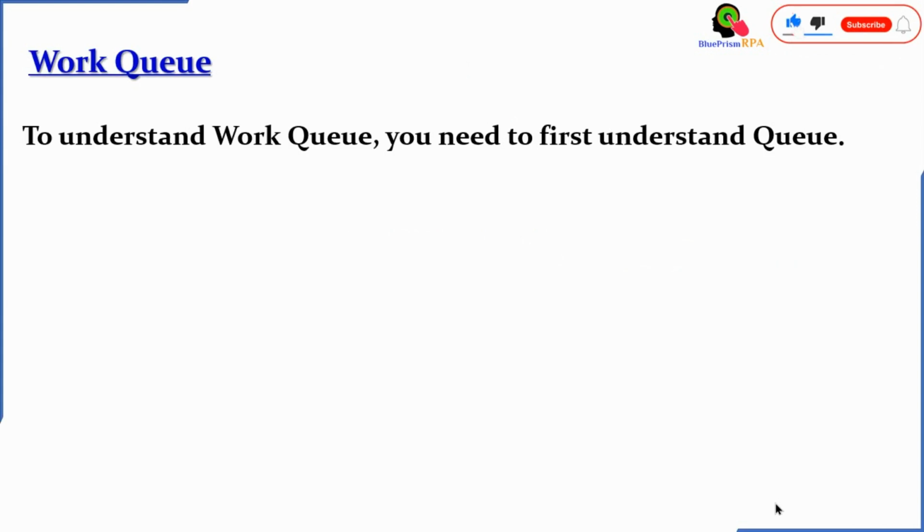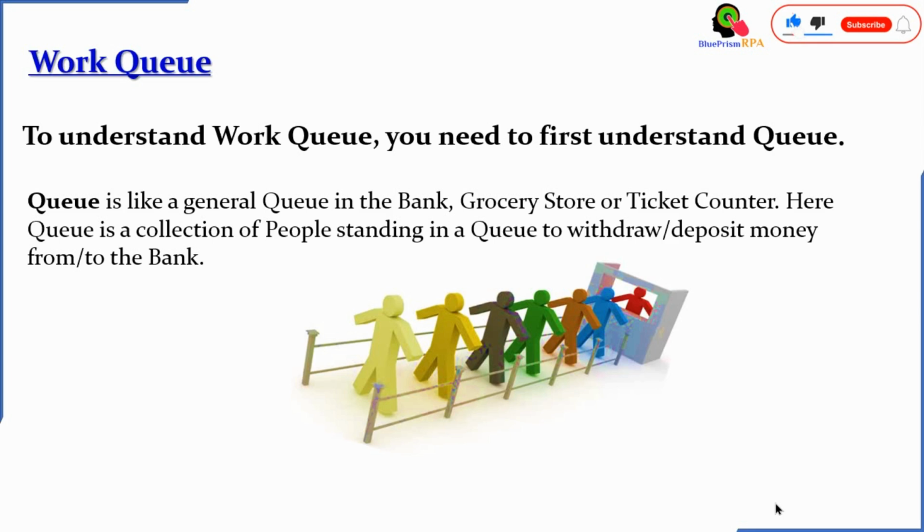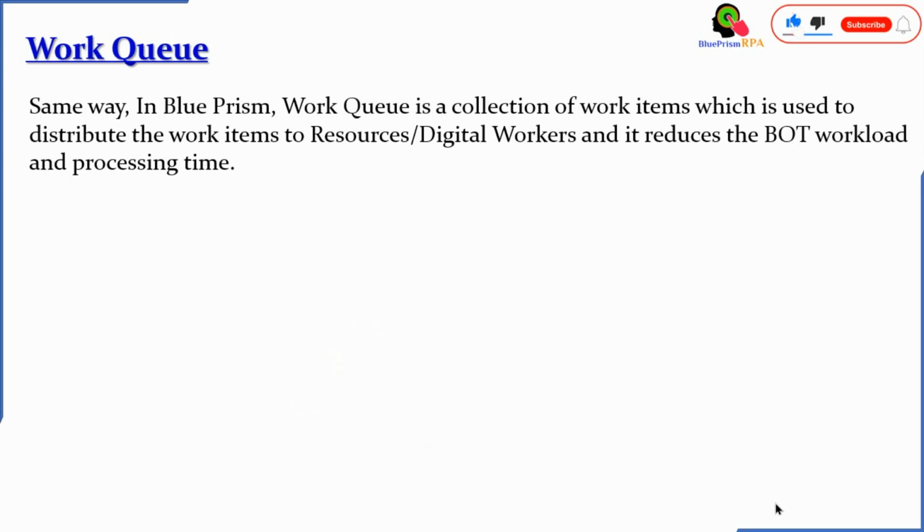So what is a queue? A queue is like a general queue in the bank, grocery store or ticket counter. Here, a queue is a collection of people standing in line to withdraw or deposit money from or to the bank. You can see the screenshot. Now in the same way in Blue Prism, a work queue is a collection of work items which is used to distribute the work items to resources or digital workers, and it reduces both workload and processing time.